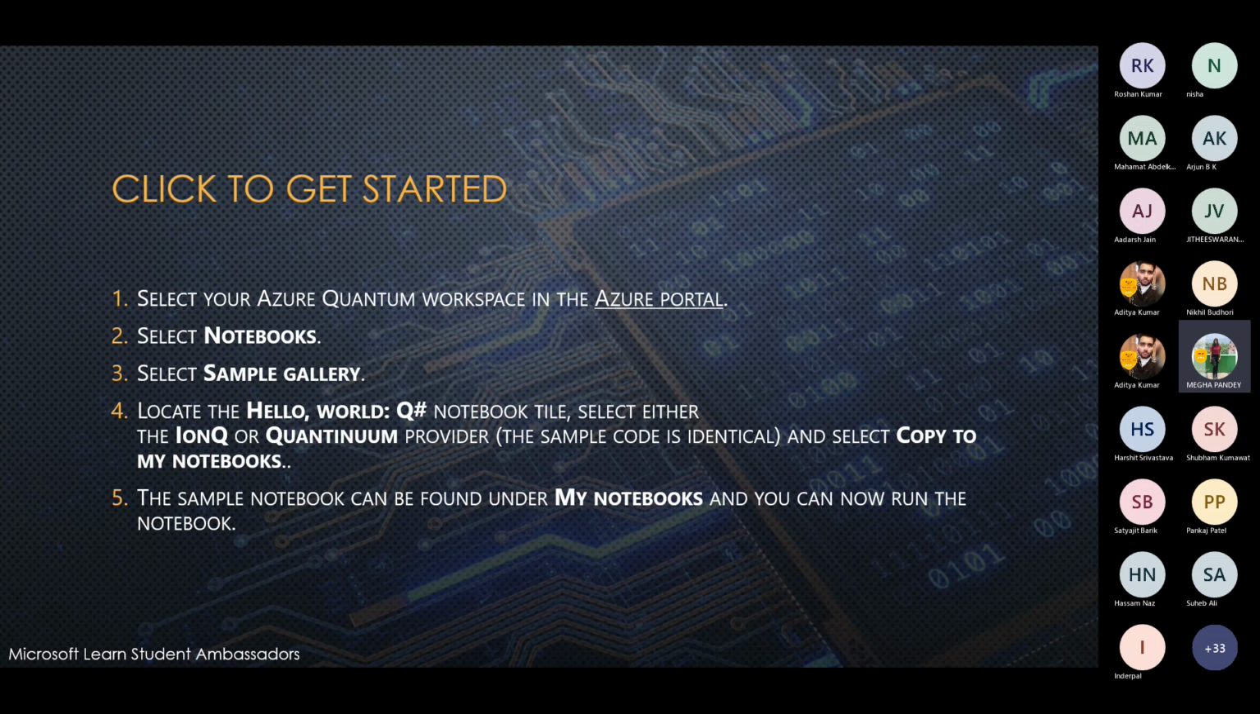Now for learning quantum computing, you have to have an understanding of a new language, which is known as QSharp. QSharp is a combination of Java, C Sharp, and a little bit of Python. So if you know all of these languages, it is just an upgraded version of all three languages, summed up together. And the sample notebook will be found in my notebook. So let's get started and let's try it by ourselves.